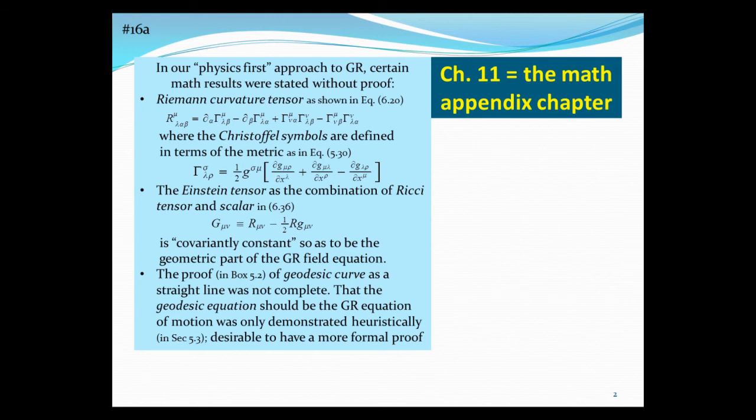Okay. And also, of course, we said the geodesic equation should be the equation of motion for GR. It's very plausible, but it's nice to have a formal proof. All this can be done once you know something about tensors in general relativity. Basically, the key point is this covariant derivative.